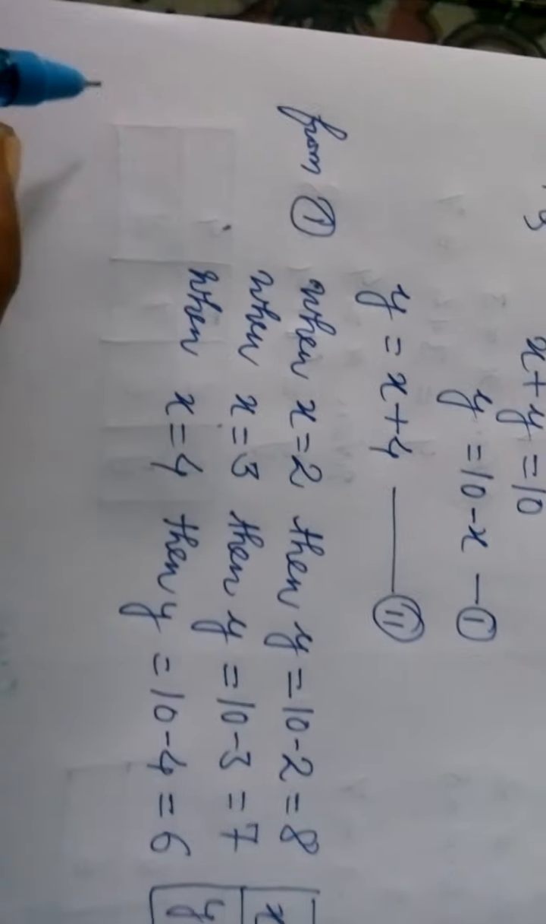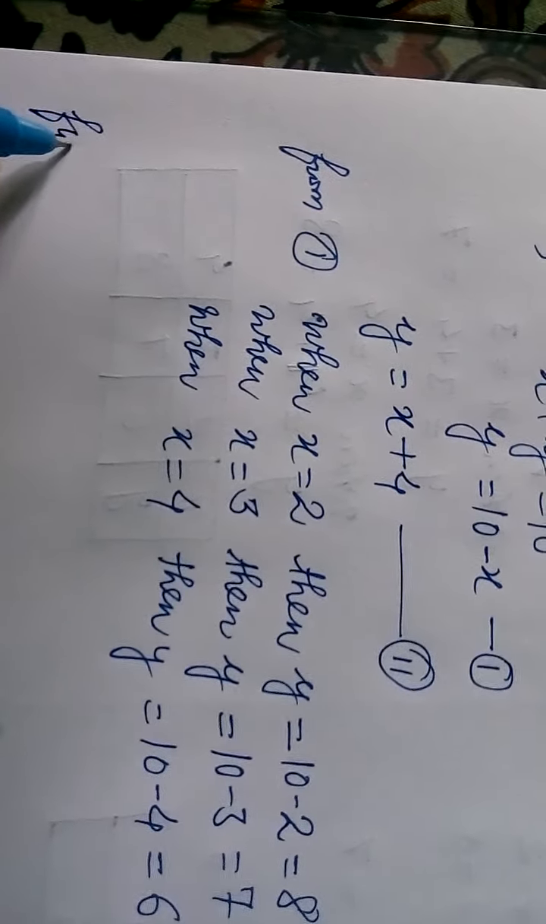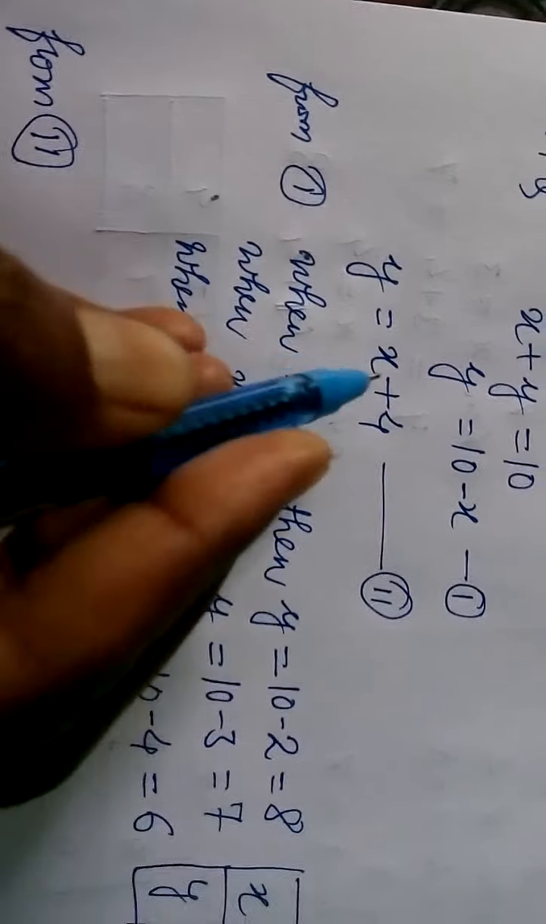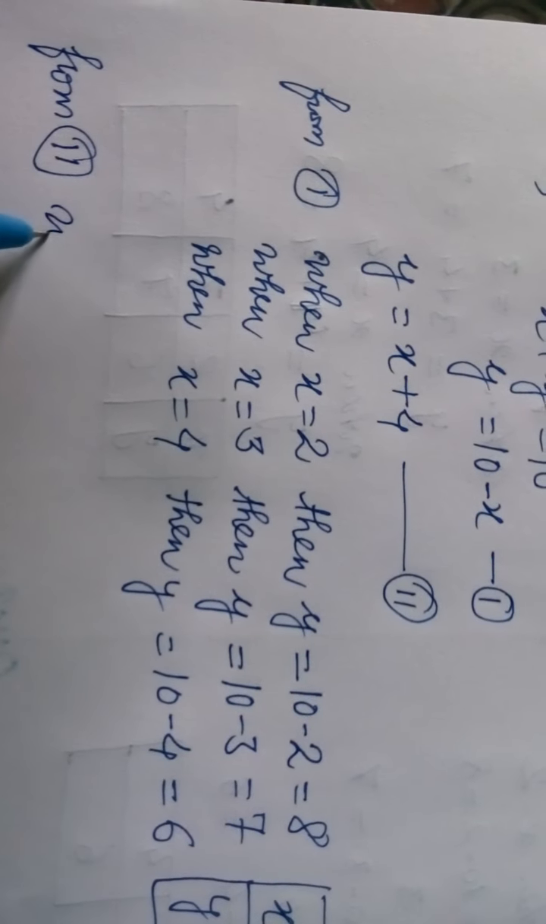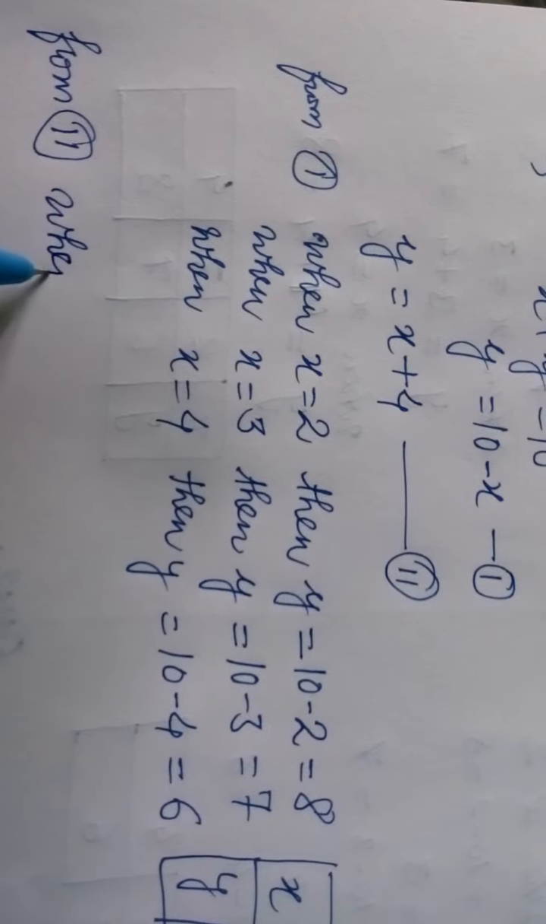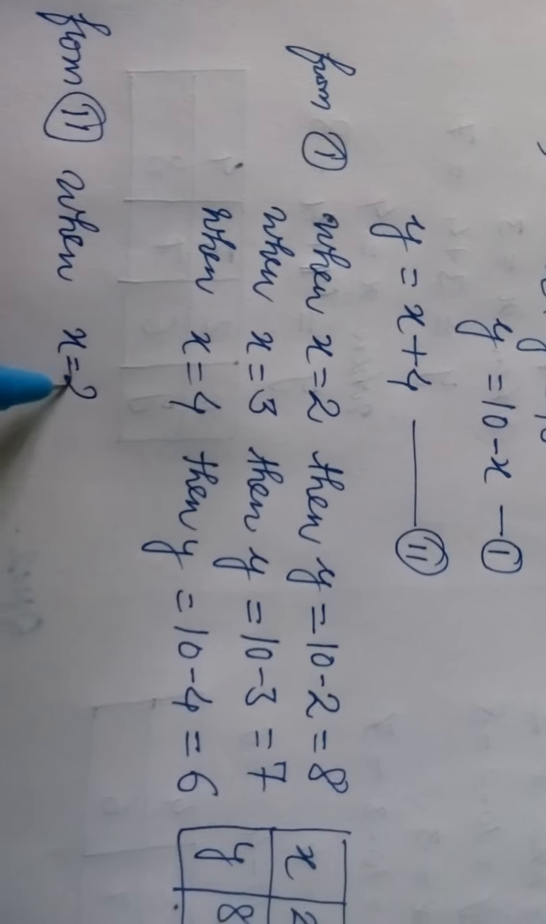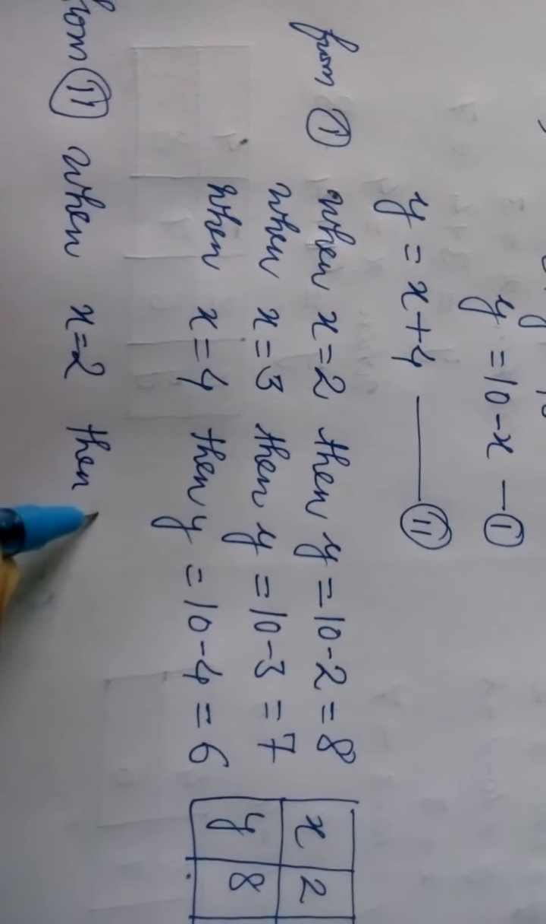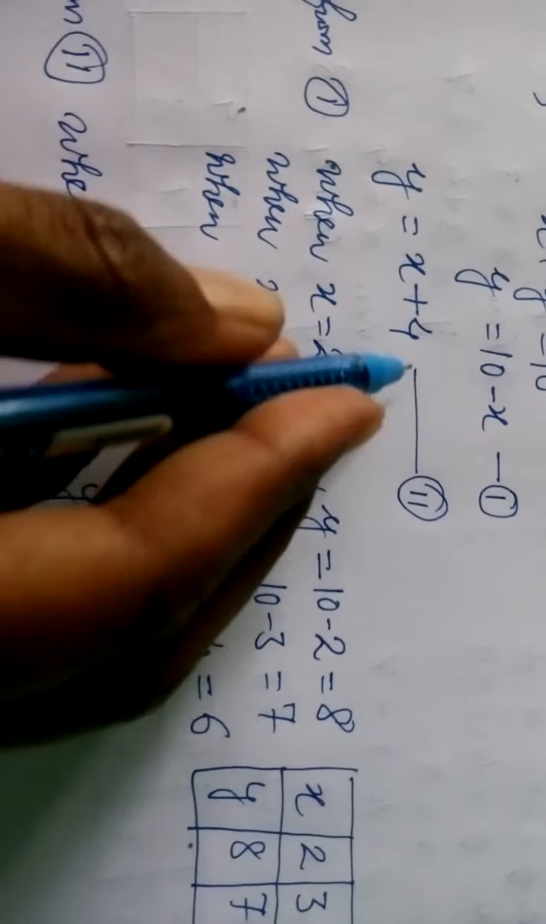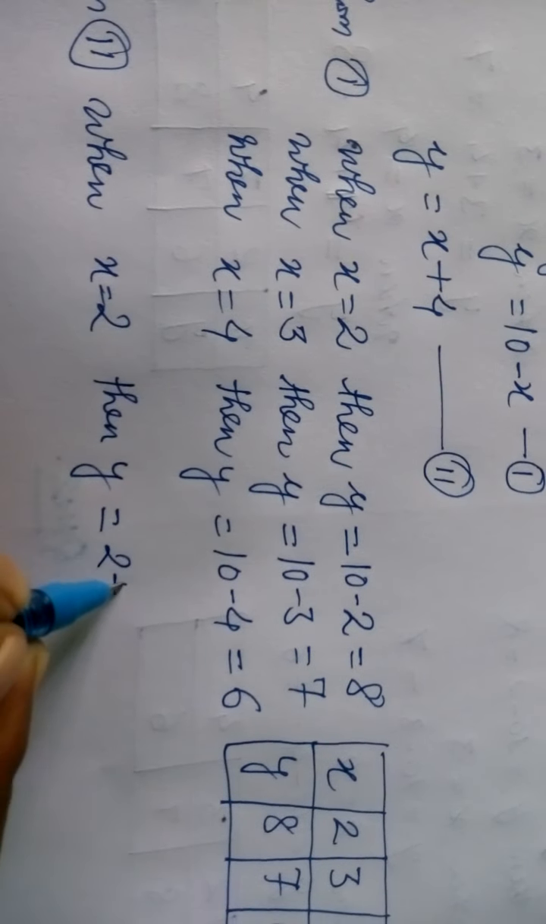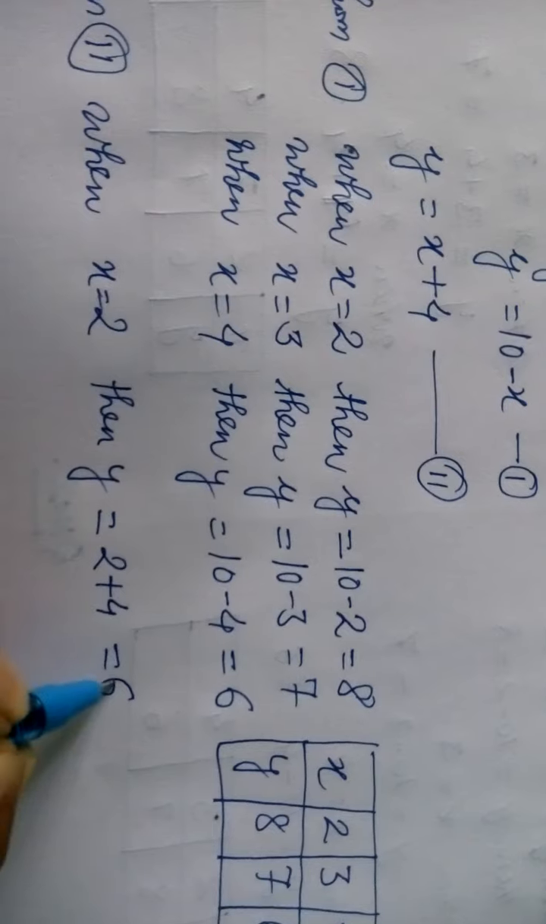Now let us take the second. From the first, now from the second, what was the second? It is y is equal to x plus 4. So when x is equal to 2, then y will be equal to what? x plus 4, so 2 plus 4, then y is equal to 6.